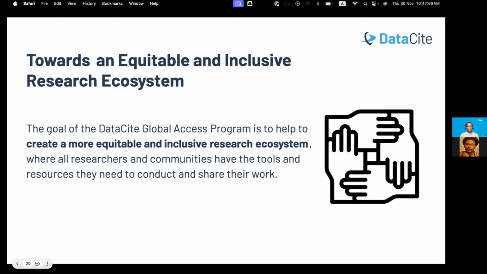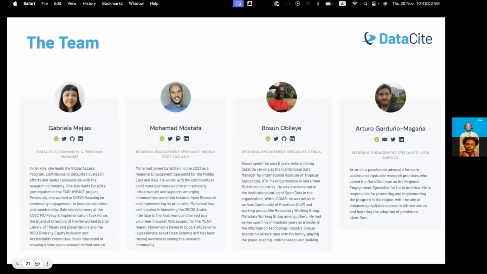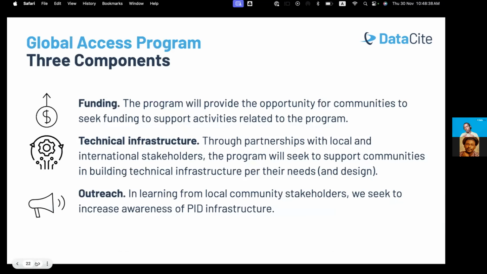Then DataCite has a team that came together and said, okay, your team will be responsible to focus on the Global Access Program. We have Gabriel Majors, who is leading the community, the whole program. Mohammed Mustafa is coordinating the Middle East and Asia. Boson is representing Sub-Saharan Africa, and Arturo is for the Americas. And then the Global Access Program has three prongs. The outreach, I'm starting from the bottom.